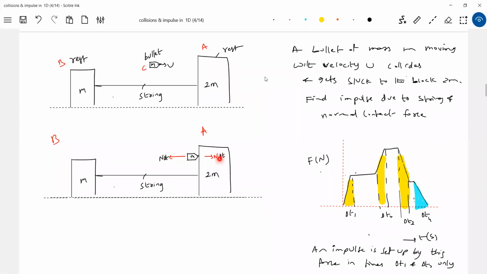So is it okay? This N delta t, what does it do? It will make the block 2m also move. So the string will be jerked. Any impulse set up in the string? Yes, an impulse will come: a sudden jerk. If the string is suddenly jerked, or there is a sudden increase in tension, the string will set up an impulse. I'll call this JT.